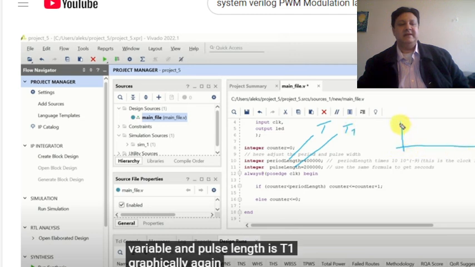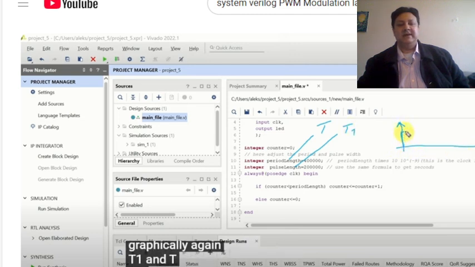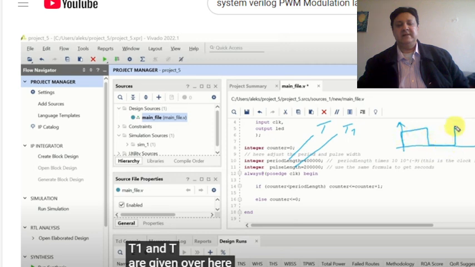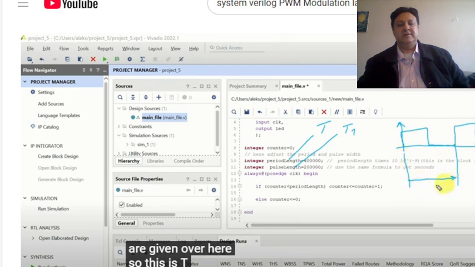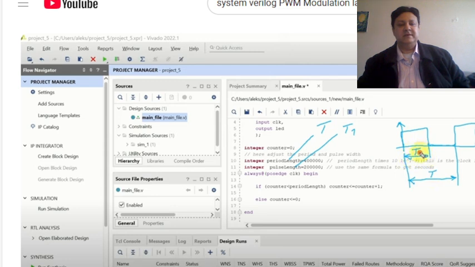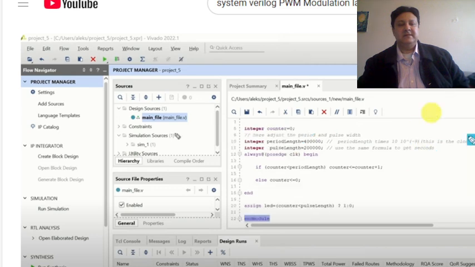Graphically again, t1 and t are given over here. This is t and this is t1. See, this is how it looks like. So let's move on to this one.